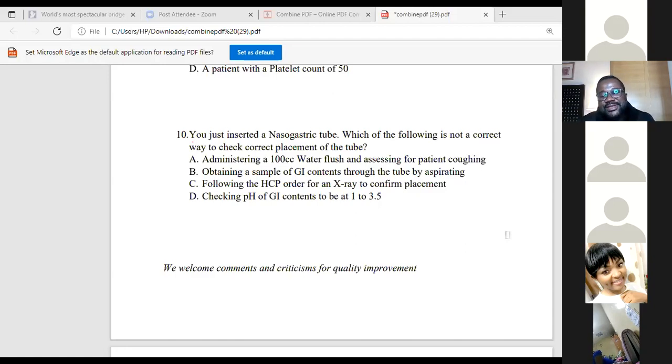So those who said A are right. Those who said B, I think you can now understand why it is A. Maybe you had an issue interpreting the question. The question says we should choose the wrong option. Three of the answers are correct.